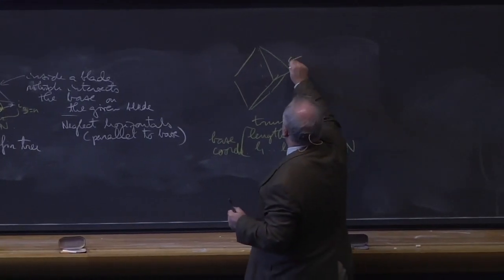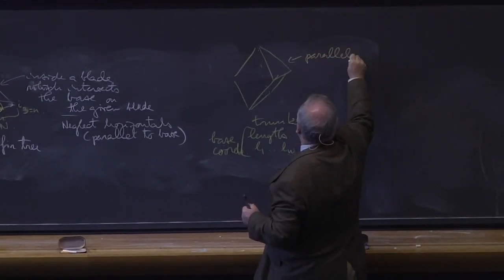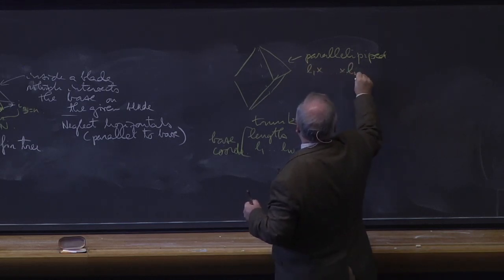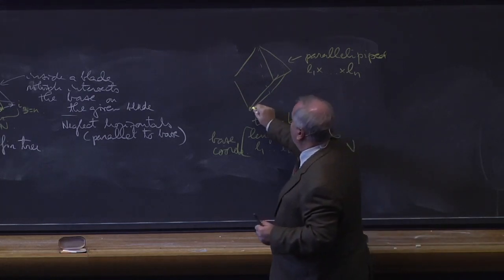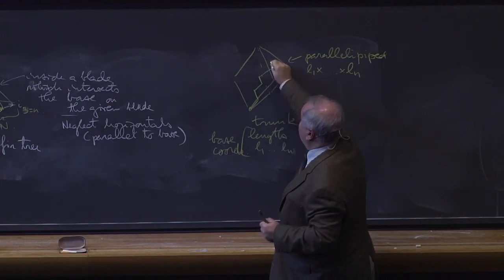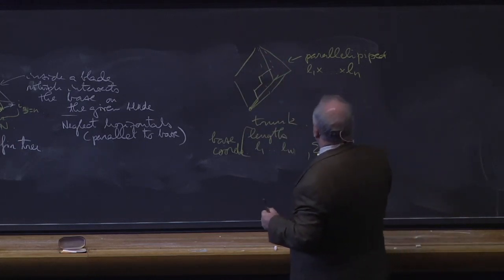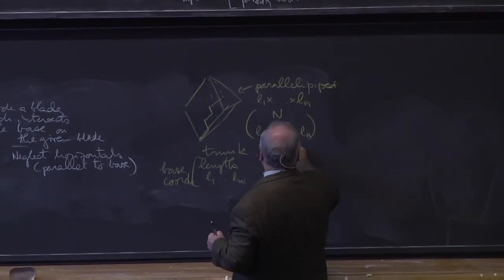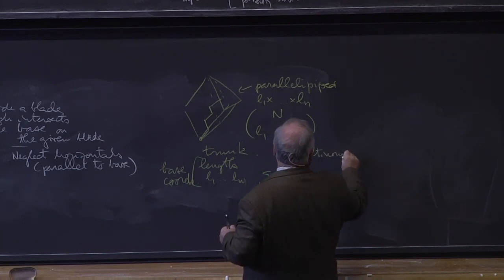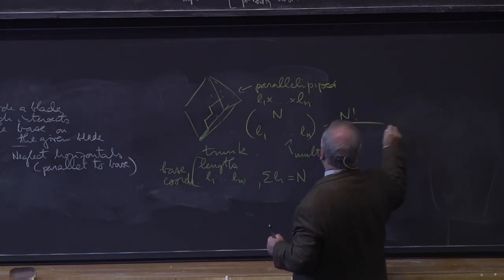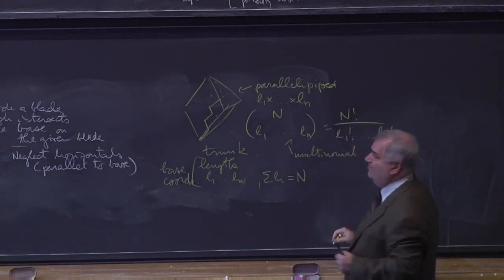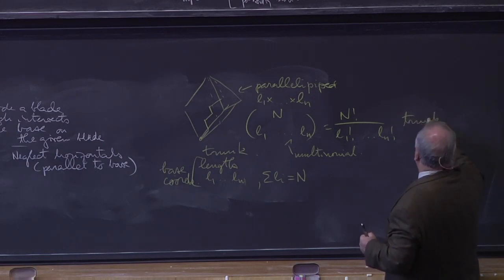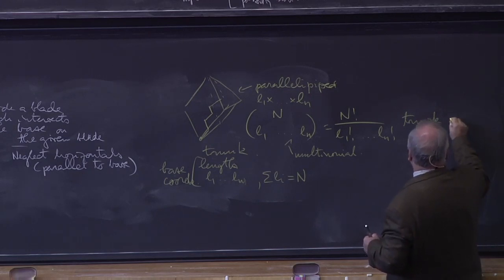And in that case, this is a parallelepiped which is exactly L1 by Ln, and the trunk goes from here. It goes in each direction, in each of the possible directions. So you have the multinomial N by L1 through Ln. So this is a multinomial, N over L1 factorial through Ln factorial, these are the trunk possibilities.